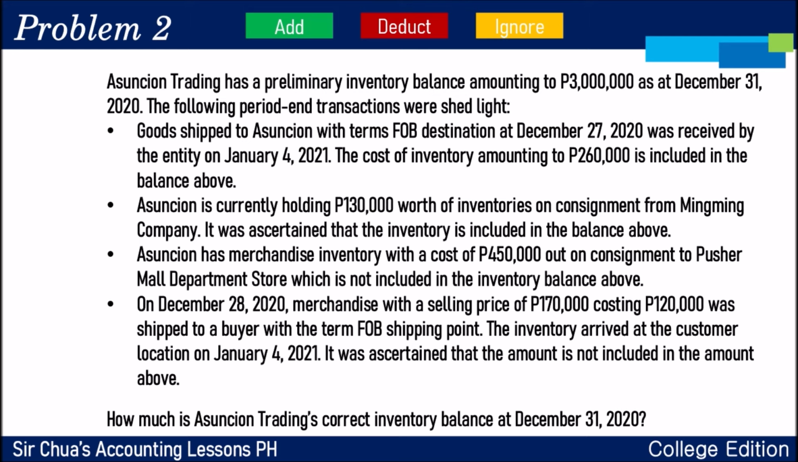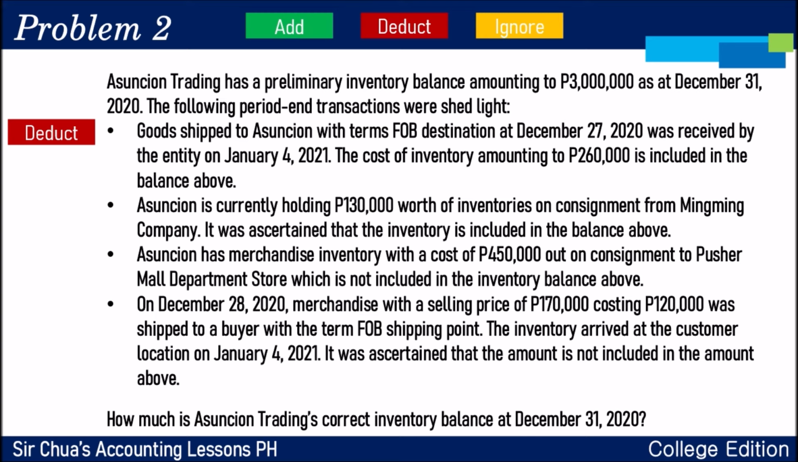Buyer tayo. FOB destination. Anong sabi po natin pag FOB destination? We can only claim the ownership of the inventory if it arrives at our company premises or if it's delivered to us na. So, at December 27, hindi pa po siya atin kasi January 4 pa dumating. Ang kaso, yung 260,000, kasama daw po. It's included in the 3 million balance. Since hindi pa po atin yung inventory na yan, your adjustment is a deduction.